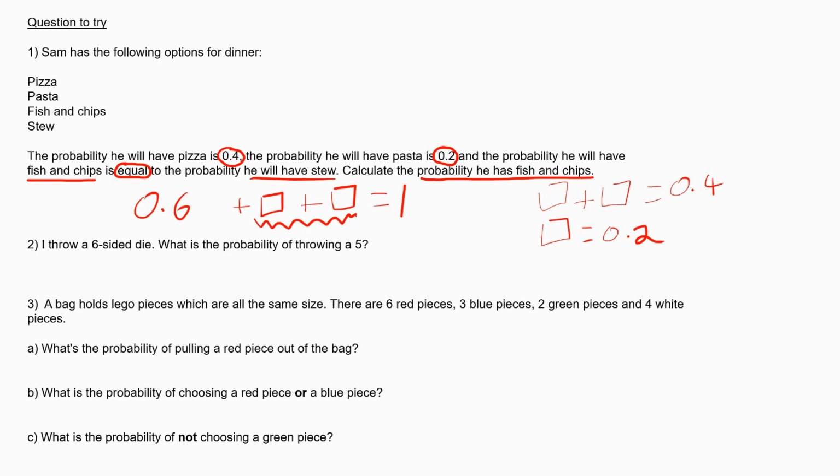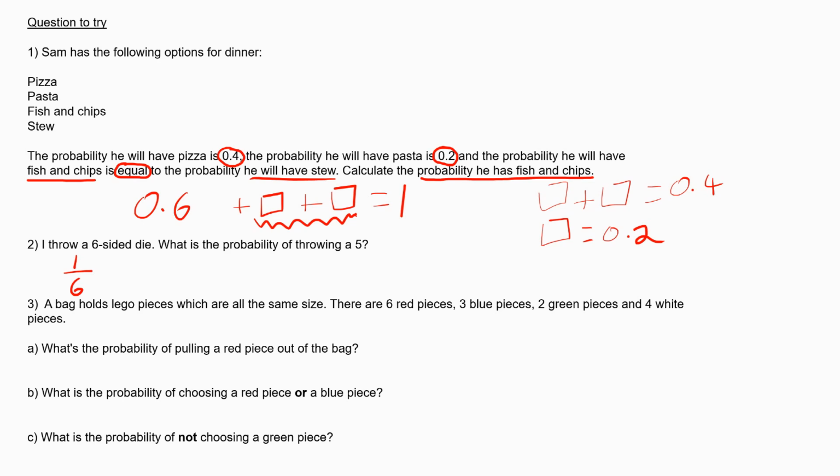Question 2, I throw a 6-sided die. What is the probability of throwing a 5? Well, again, this is equally likely outcomes. As long as it's a fair die, all of the faces are equally likely to be landed on. There's one face with 5 on it, this one, and that means that it's going to be a 1 out of 6 probability.